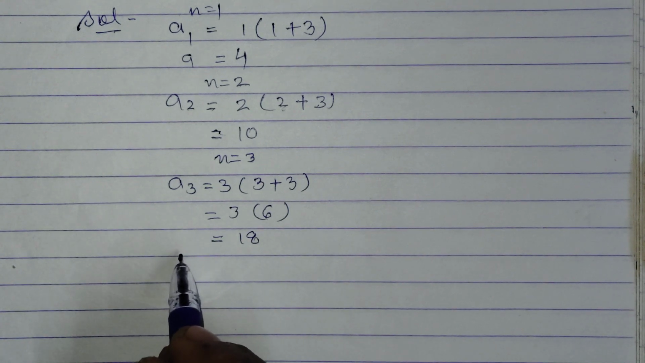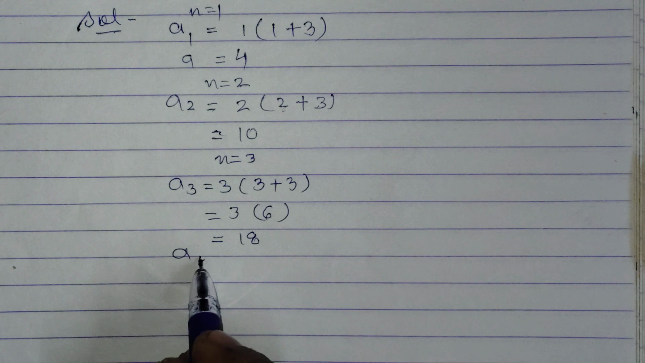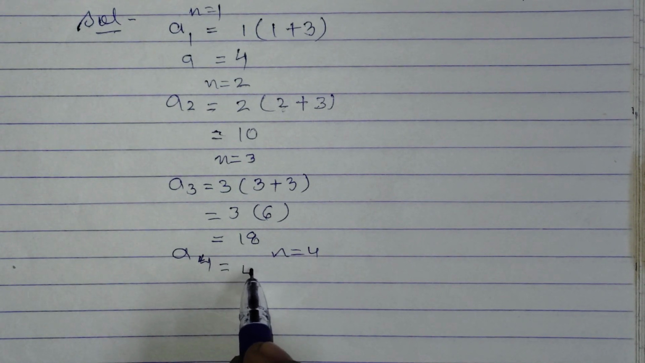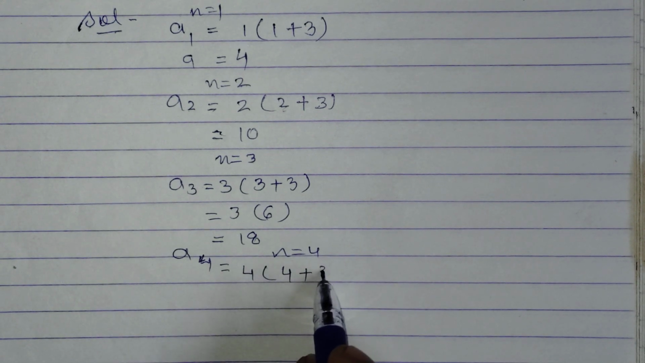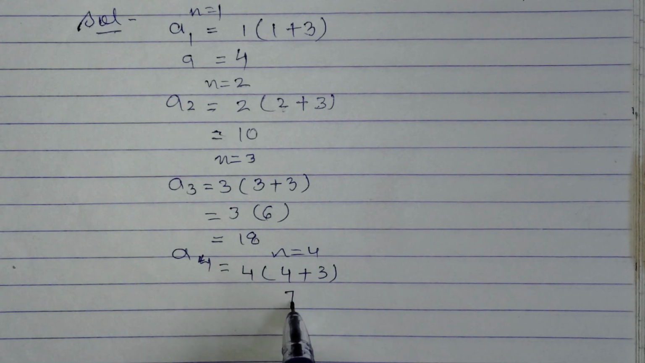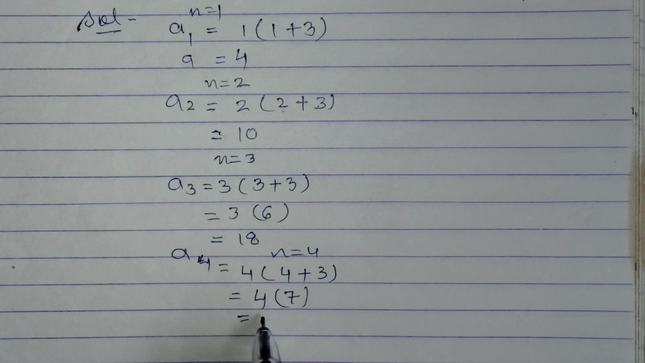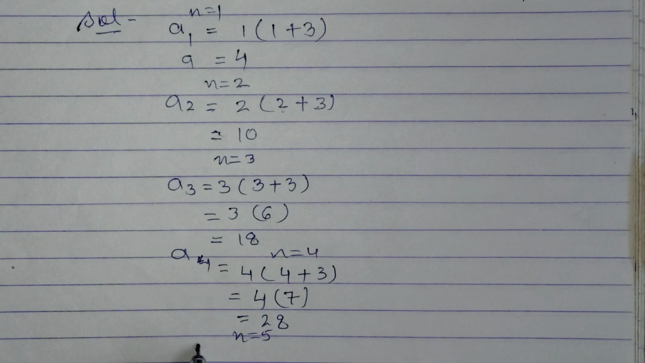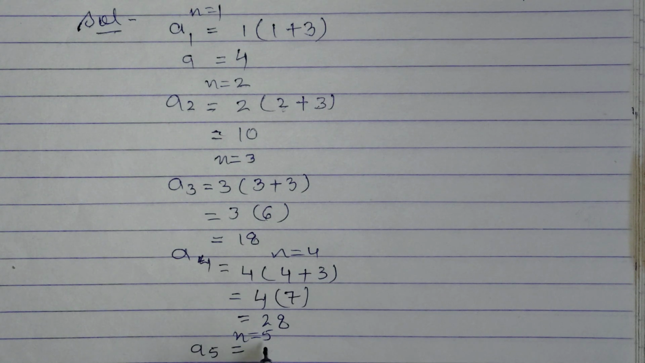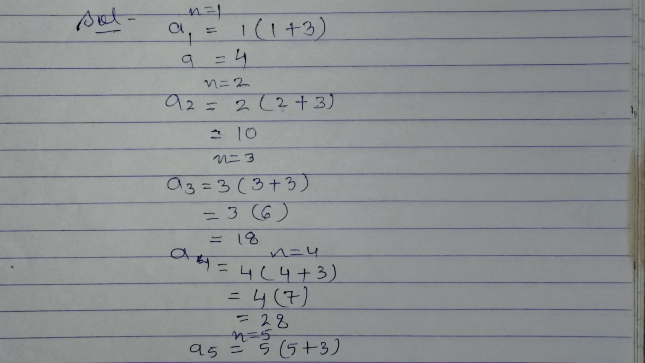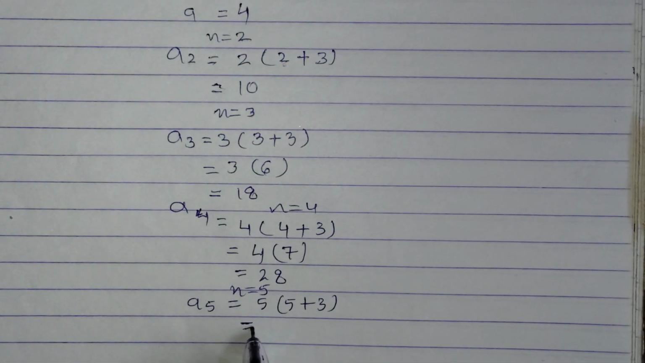Next we replace n with 4. N equal to 4, so 4 plus 3 in the bracket is 7. 7 into 4 is 28. So the fourth term is 28. Next n equal to 5, we get a5. Replace n equal to 5. So 5 plus 3, first we solve, is 8. 8 into 5 is 40. So a5 is 40.